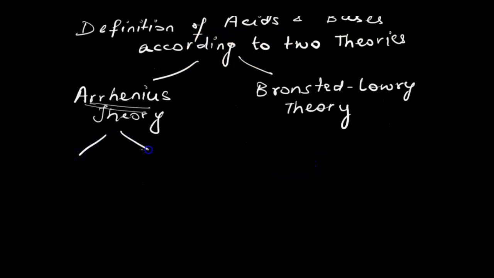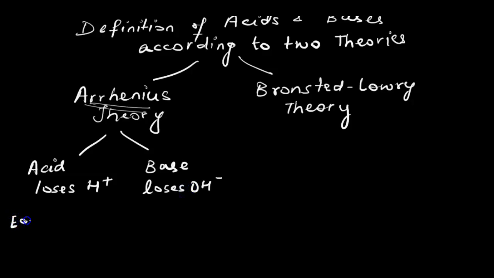Arrhenius theory said that an acid is any substance that gives off H+ ions, and a base is a substance that gives off OH- ions. Therefore, an example of an acid is HCl, because it contains H. When we dissolve it in an aqueous solution, it gives us H+ and Cl-. So it is releasing H+ ions.